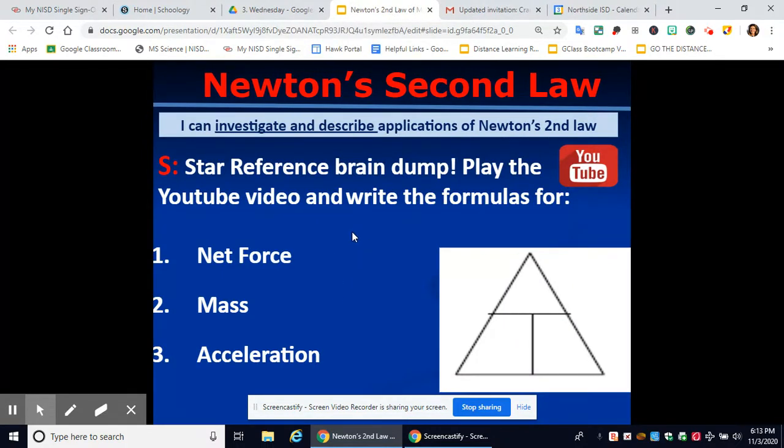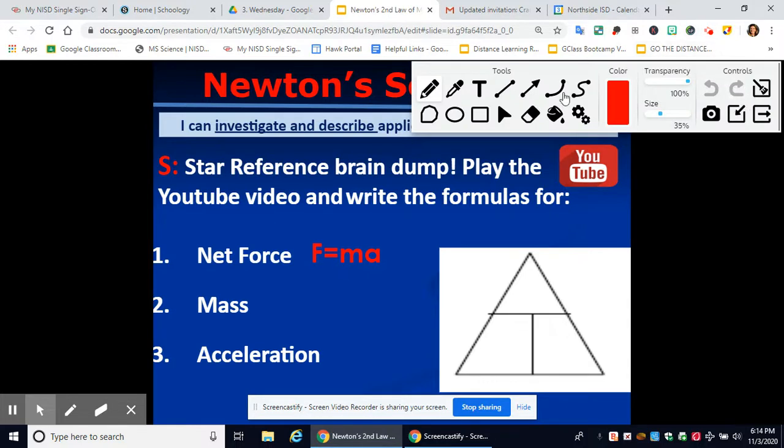So, what is the formula for force? F equals ma. So we would write that net force equals mass times acceleration. And again, you can find this on your STAR reference guide that's on the back of your periodic table, where you have your formulas for science. So let me get my writing tool, my web paint.